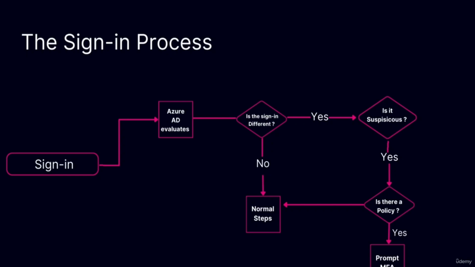The policy may be that if you are not signing in from your office, then you have to do MFA. So if the answer is yes, then it'll prompt the user for MFA. And let's just say that even though your sign in attribute was somewhat different, maybe instead of the office you signed in from your home, it's not considered suspicious. In that case, you'll have the normal steps to complete your sign in process.